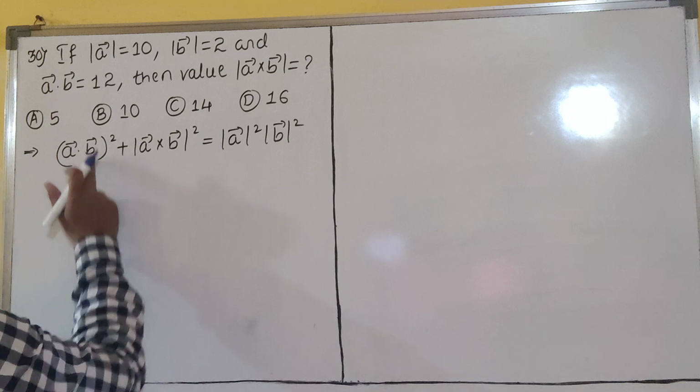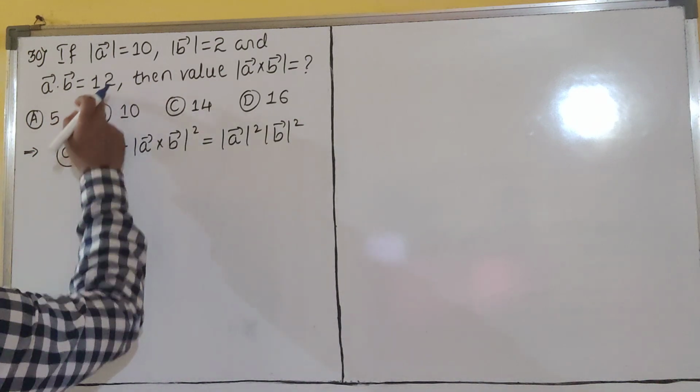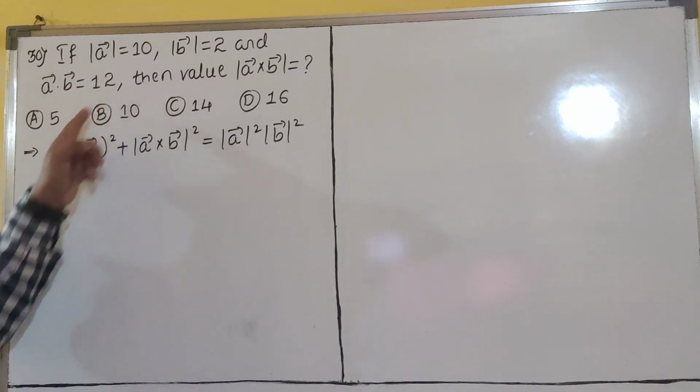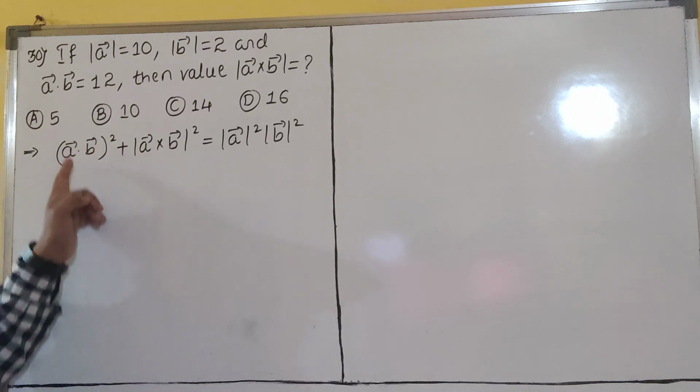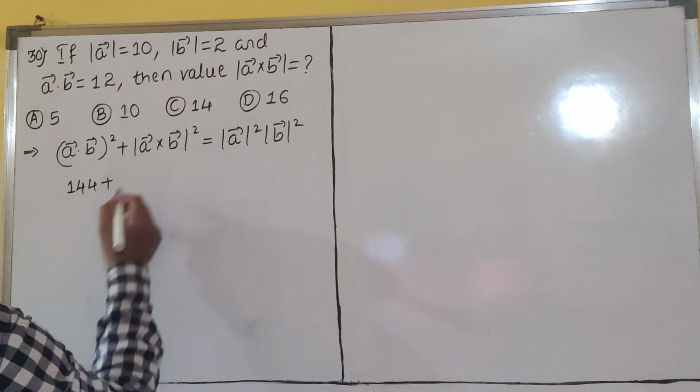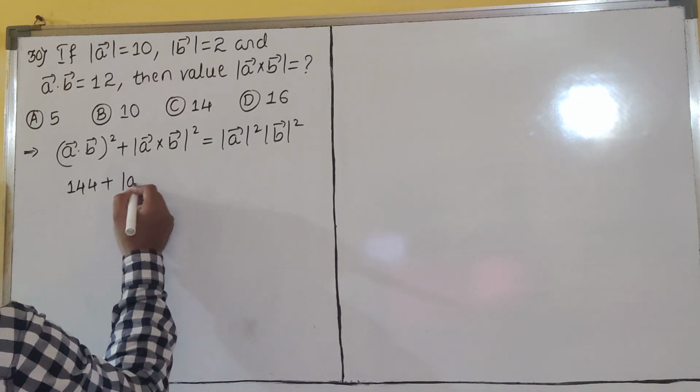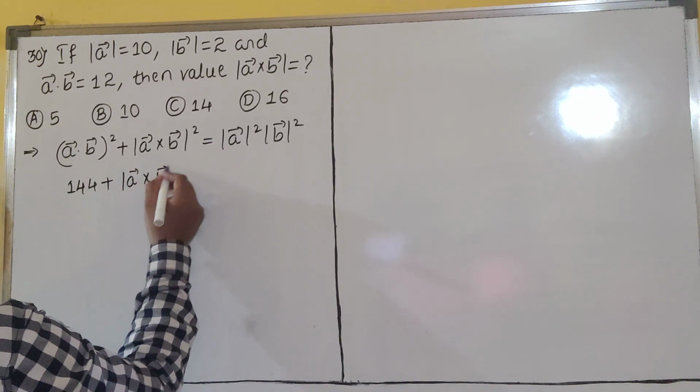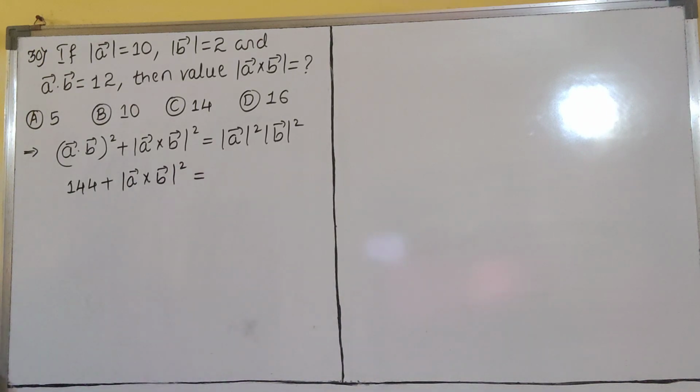So now A dot B is given this time. 12 square is how much? 12 is given, A dot B whole square. 12 square is 144. So magnitude of this one I have to find. Magnitude of vector A cross B whole square I have to find.